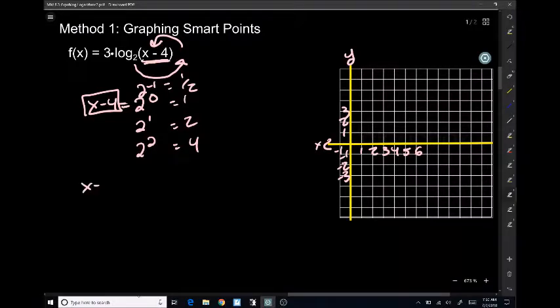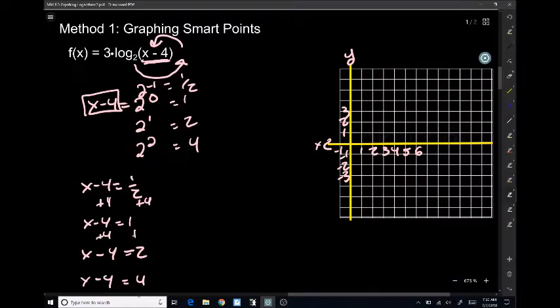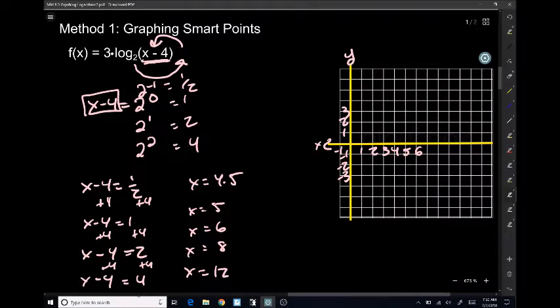So I want x minus 4 to equal a half, and I want x minus 4 to equal 1, 2, and 4, and I'll probably even do 8. This should be a minus, not an equals. Well, to make this happen, I just add 4 to everything. So I'm going to have x equal 4.5, x equal 5, x equals 6, x equal 8, and I can even do x equals 12, because I know that 8 is a power of 2 also.